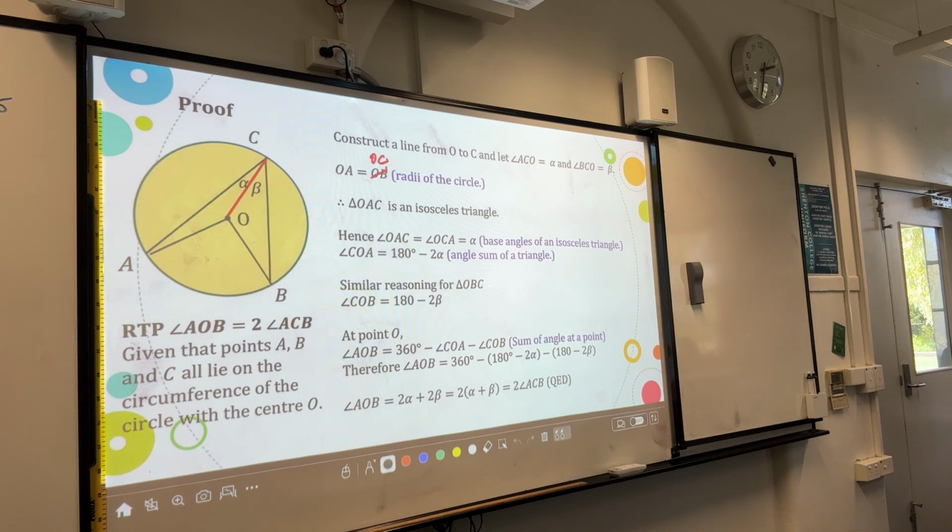QED just means that it's proven. It's Latin. I'll give you the full meaning of QED next time.